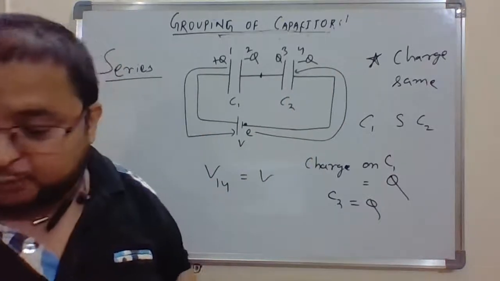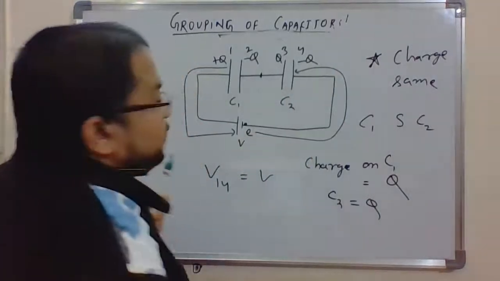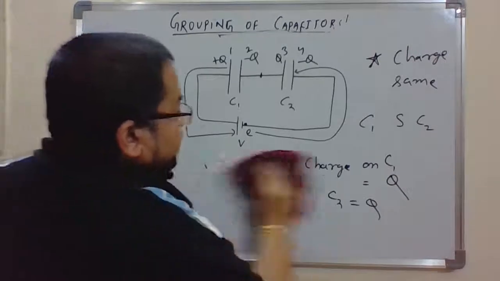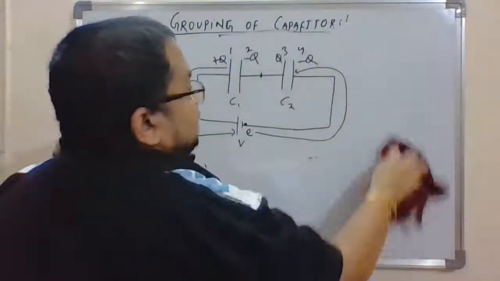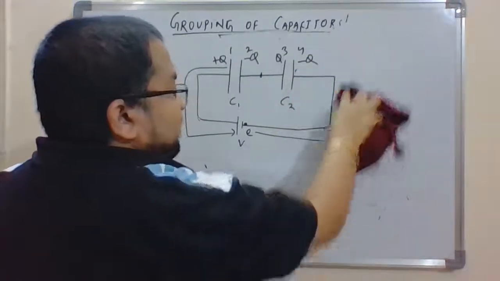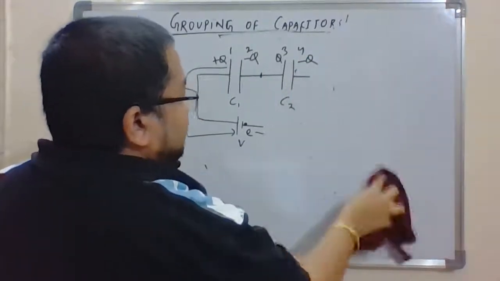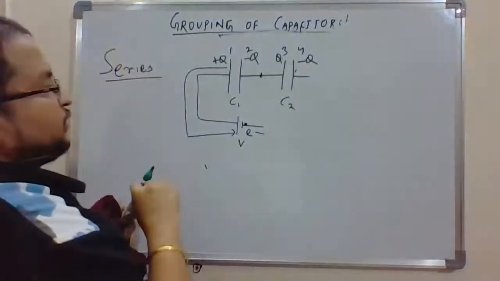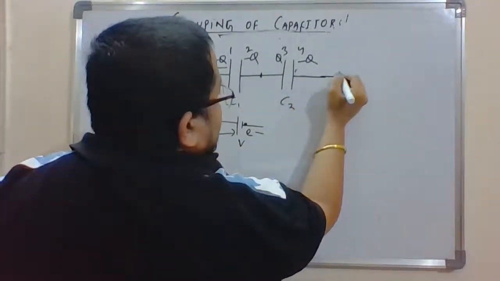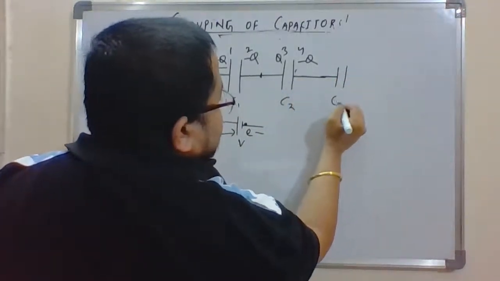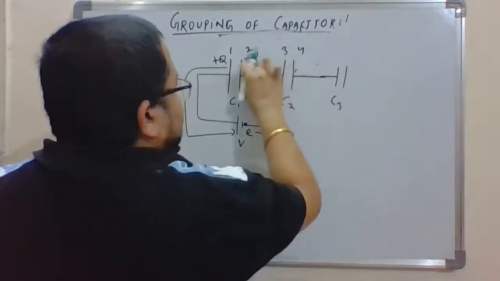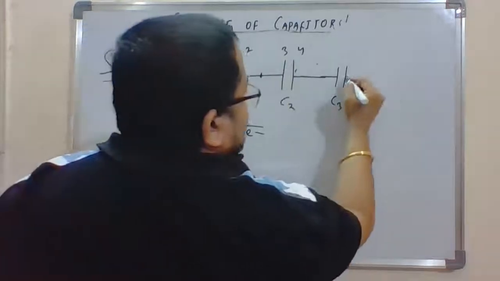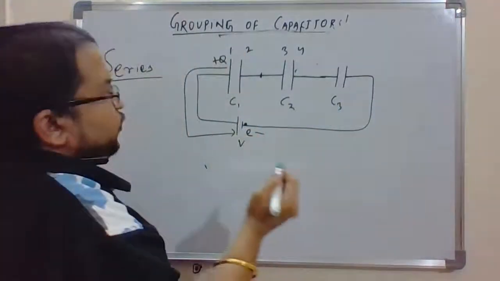Now you may ask me a question: sir, here we have two capacitors, so that's why they came out to be in series, and then you say the charge across them is the same. Now suppose here I connect one more capacitor, right? So say I connect one more capacitor C3. In this scenario, what would happen? Let's see. In this scenario also, if you see, it's no different.